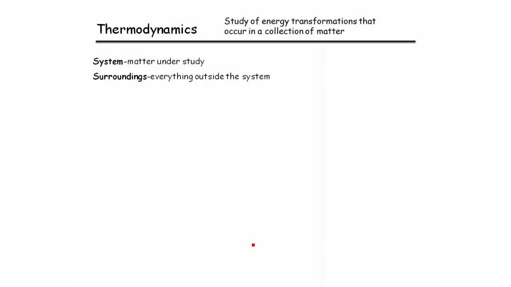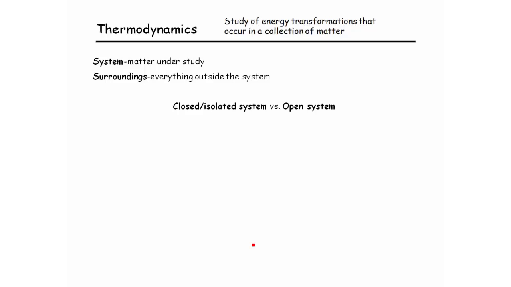Now, as far as some terminology, no matter what, when you're talking about science, you have some kind of matter that's going to be under study. That could be something that is living or non-living, but that is what we call our system. If we're studying a plant, that would be our system. If we're studying a rock, that would be our system. The surroundings are like the environment. So the surroundings would be everything outside that particular system.